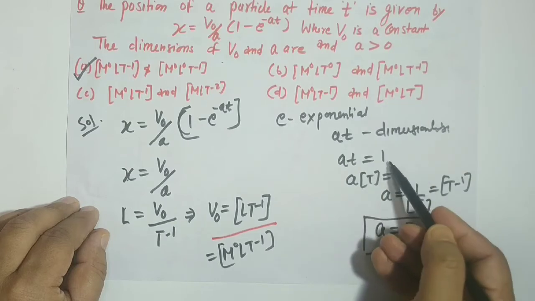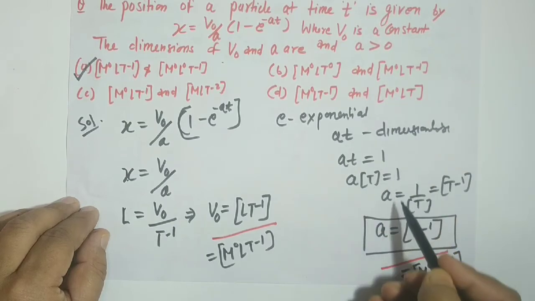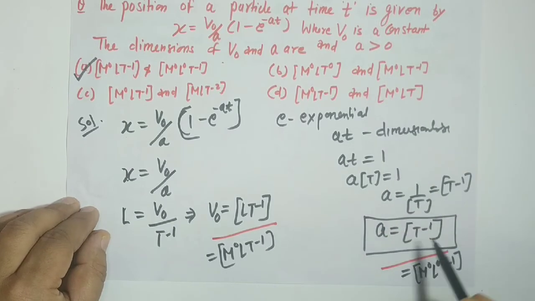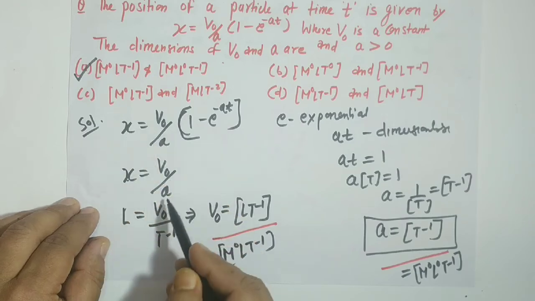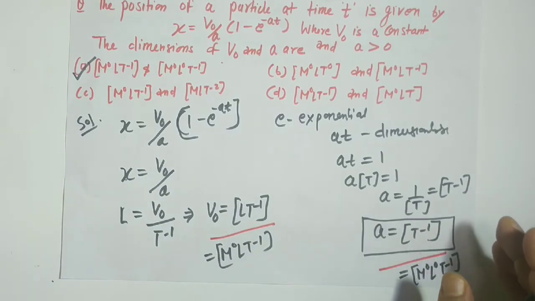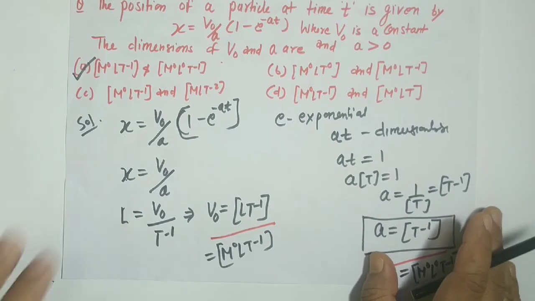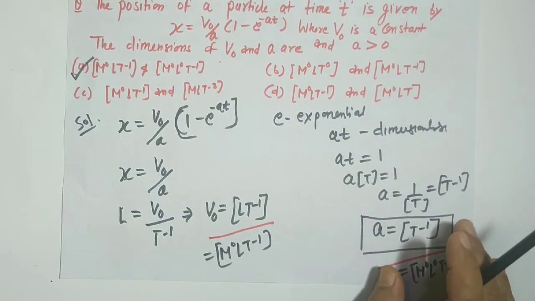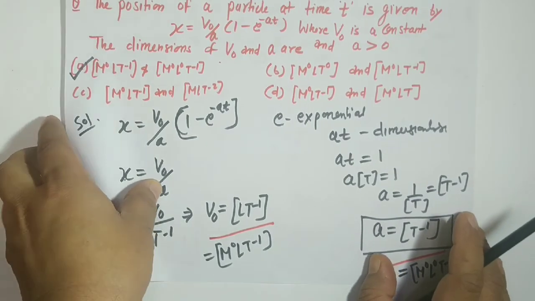That means any number 1, 2, 3, 4, it will be 1 by t. So 1 by t, T^-1. Then you got this x would be v naught a, and then multiply, you got the dimensions of what? V naught also. So this is the question which has been asked in the exam also.